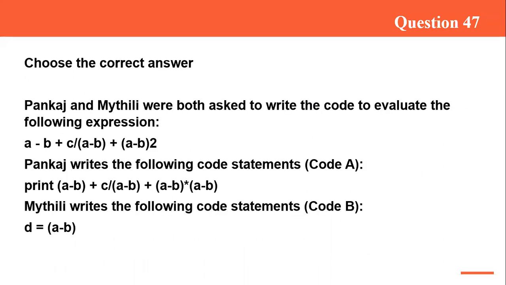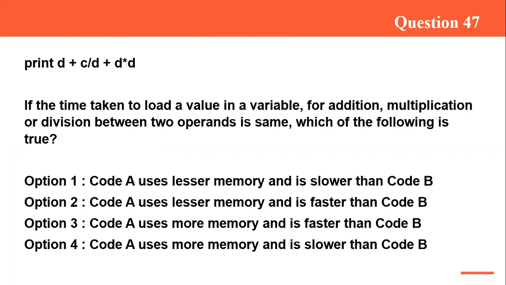In terms of memory, which one uses less memory? Here in code B, which Michael wrote, we are using one extra variable called B. That means code B uses more memory. That means code A uses less memory. That means either option 1 or 2 can be the answer. 3 and 4 will never be the answer. Am I right? Any questions? Yes or no? Code A uses less memory. That means either option 1 or 2 should be the answer.